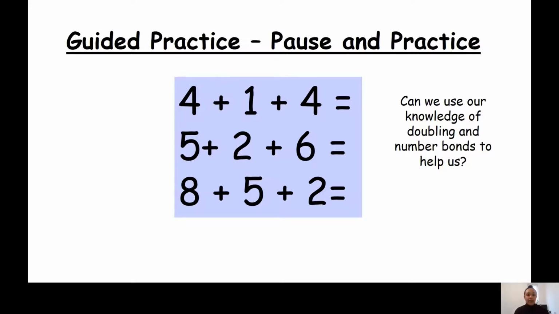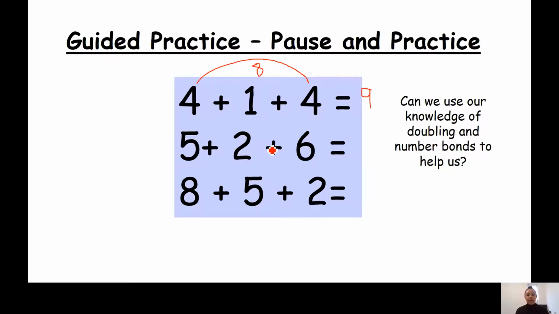Okay, let's see how you got on. So, our first number sentence. 4 add 1 add 4. Now I said, don't forget we can use our number knowledge that we've already learned about doubling. We know that 4 doubled is 8, don't we? We've got 2 4s there, we just double it. 8 add 1, that's really simple. 1 more than 8 is 9. Okay. Let's look at the next one.